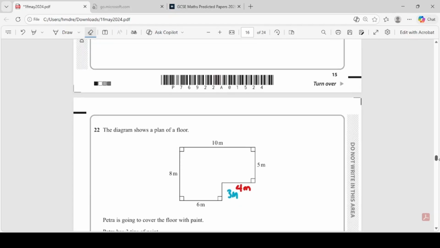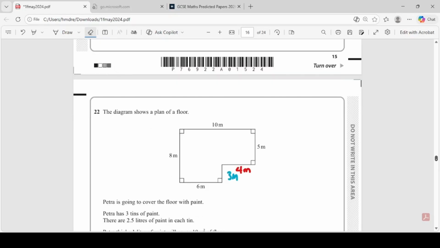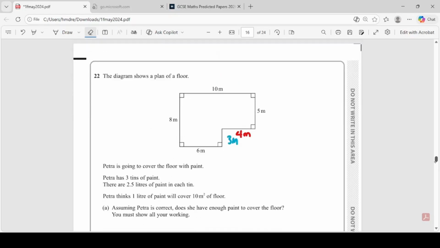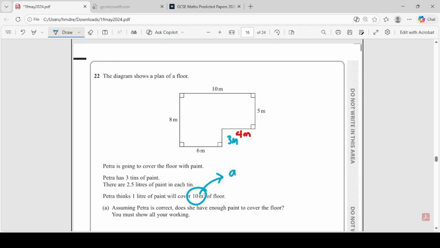Our clue, if you weren't sure what we're supposed to work out here, is she's trying to cover the floor with paint, and she thinks it will cover 10 meters squared. That meters squared is our clue. We need area. So we want to work out the area of this floor. First step, let's just work out what is the area of this floor.